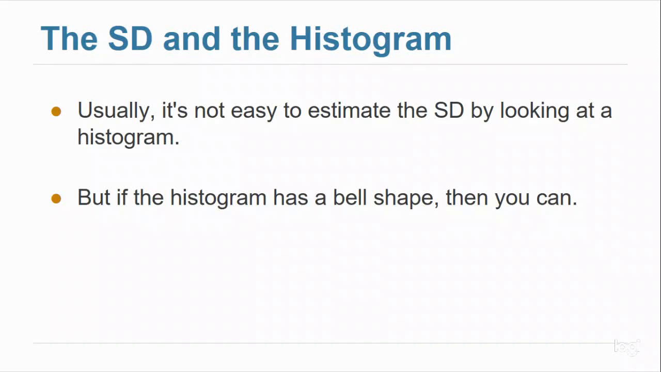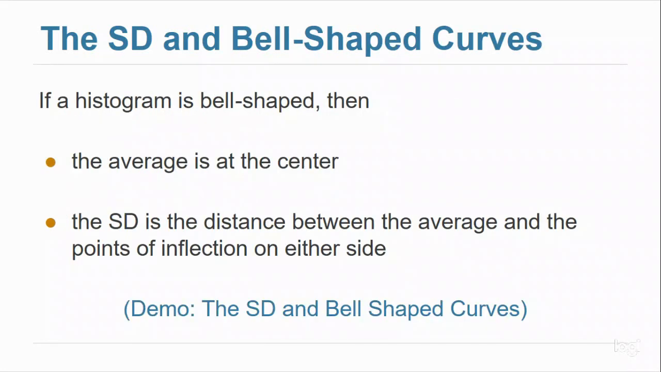The standard deviation isn't so easy to read off the histogram, but if the histogram has a bell shape, then you can read the standard deviation directly from the histogram. If the histogram is bell-shaped, then the average is at the center of the histogram, and the standard deviation is the distance between the average and the points of inflection on either side. Let's see this in a demo.